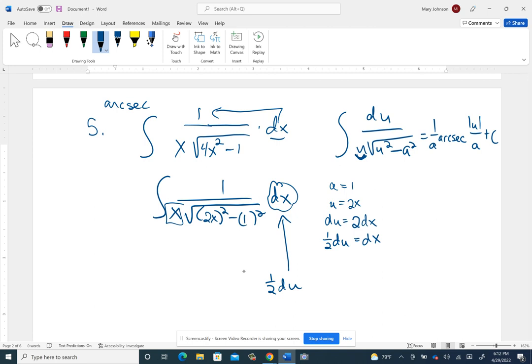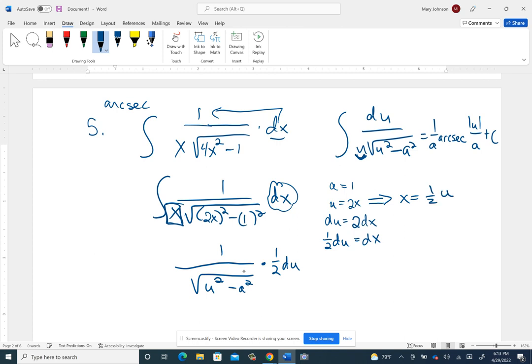And then I think it's pretty clear under here that you would have your u squared minus your a squared under the radical. So that part's not bad. Let me move that 1/2 du up just a little bit because I want it to be right here. The part that sometimes happens is right there. I need to get that x to be a u. And so here I can use this formula and I can see that x would equal 1/2 u. Okay.